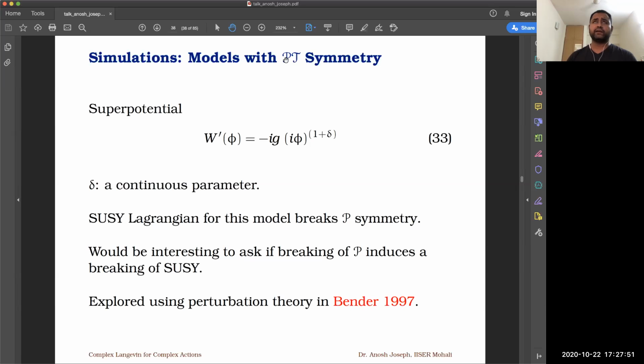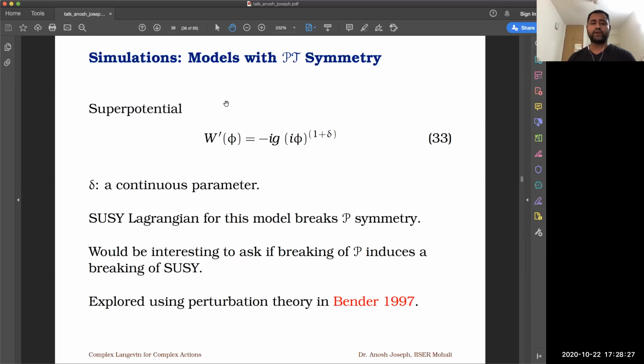PT symmetry plays a role in Higgs physics in 4-dimensional theories. If we impose PT symmetric boundary conditions for the Higgs part, we can get the spectrum real and bounded from below. So in that way, it is promising and interesting. We are looking at some lower dimensional supersymmetric models with PT symmetry, and we ask whether, when P is broken in this model, it induces SUSY breaking or not. We can ask this question.